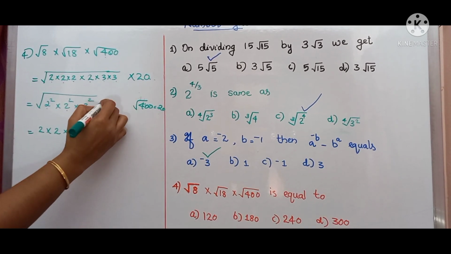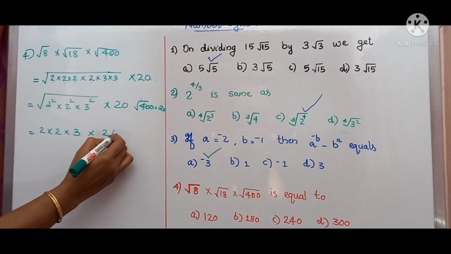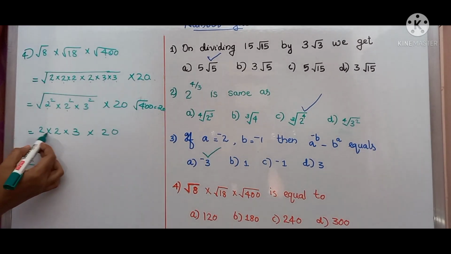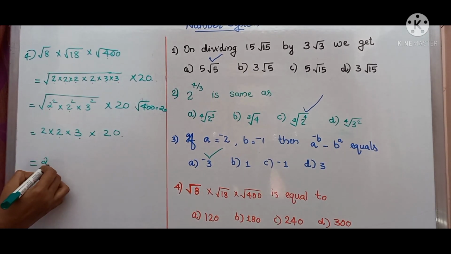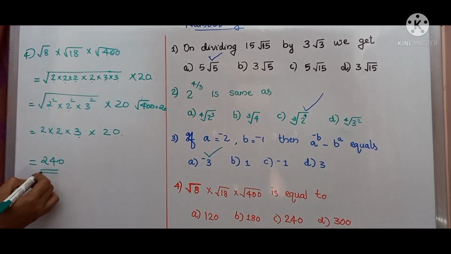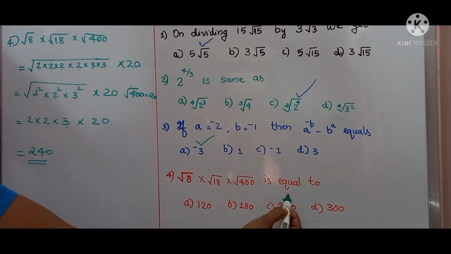Here we have to take this 20 along with us. Here also 20. Then multiply this. 2 into 2, 4. 4 into 3, 12. 12 into 20, 240. So our answer is 240. Here it is given, 240. Select that answer, 240.